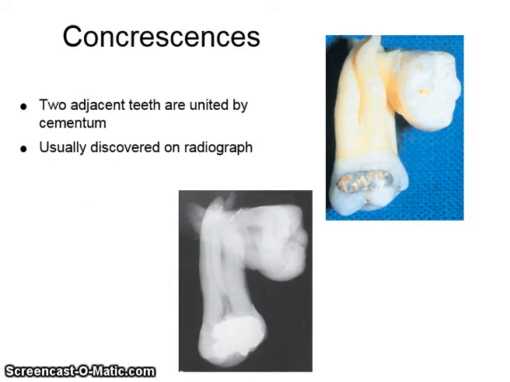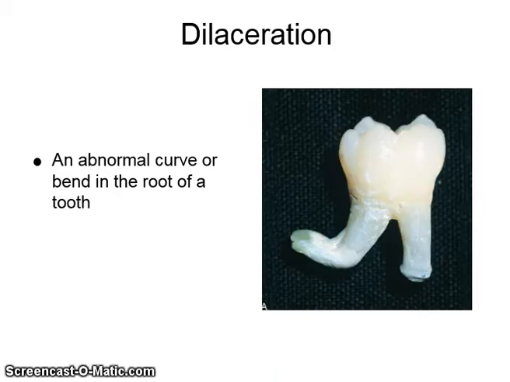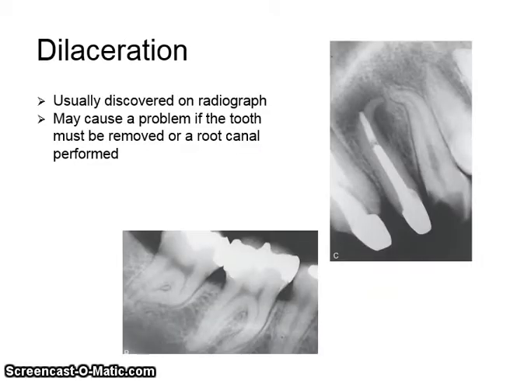Concrescence is where two adjacent teeth are united by cementum. These are usually discovered on radiograph. Dilaceration is an abnormal curve or bend in the root of a tooth. It is usually discovered on radiograph and may cause a problem if the tooth must be removed or a root canal needs to be performed. Here is an example, and here is another example, as well as here.